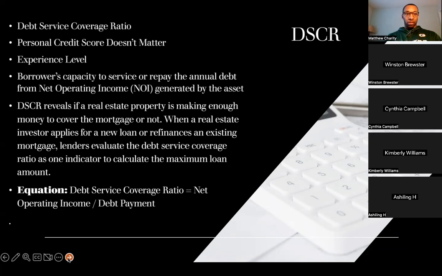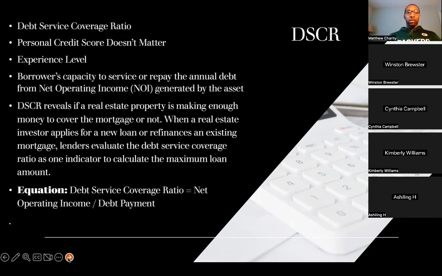They look at the capacity to repay the debt from net operating income, NOI. I'm going to define that in a minute. Generated by the asset. So basically, they look at what you can make in rent, and then taxes and insurance and all that stuff, and say basically, will this property make income? And if it will, they'll make you the loan. So if it makes enough to cover the mortgage, then you're usually pretty good to get the loan. So lenders evaluate the debt service coverage. And that's one indicator that they use to calculate the minimum amount that they would loan. So they'll run their numbers and they'll say, for this property, we will loan you X amount of money.